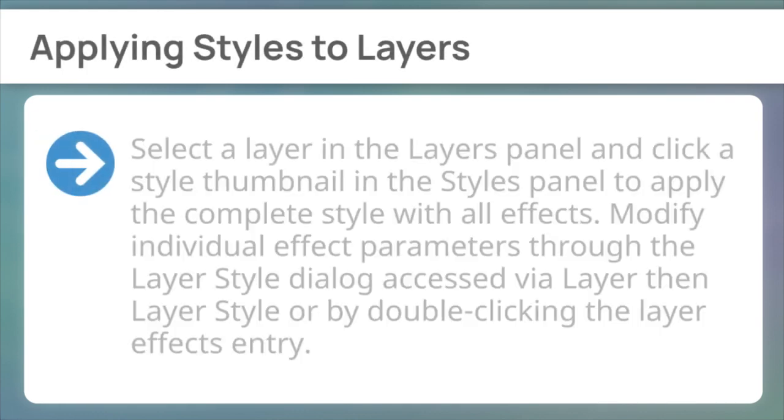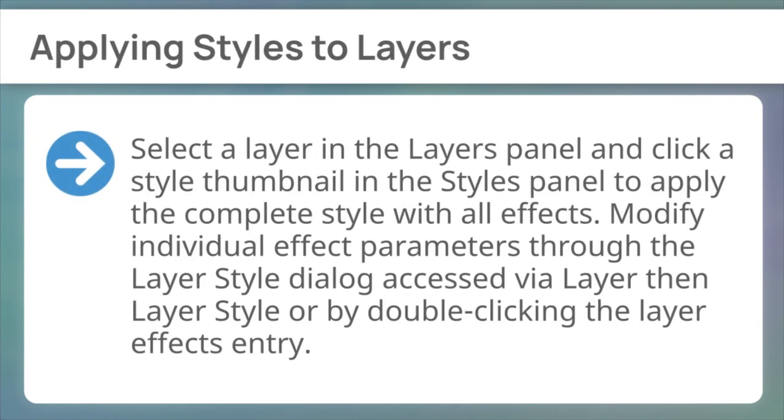Next, applying styles to layers. Select a layer in the Layers panel and click a Style thumbnail in the Styles panel to apply the complete style with all effects. Modify individual effect parameters through the Layer Style dialog, accessed via Layer then Layer Style, or by double-clicking the Layer Effects entry.